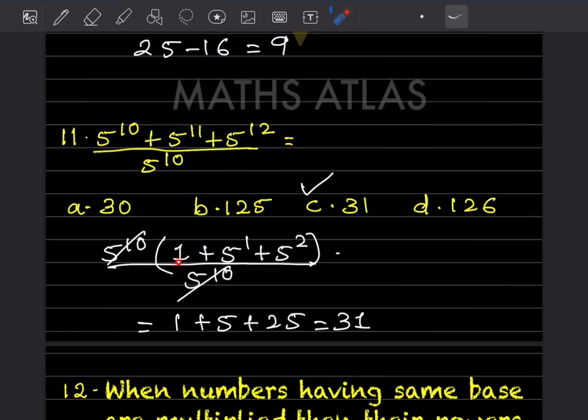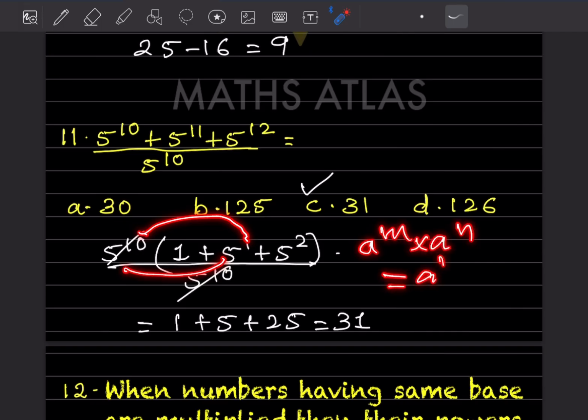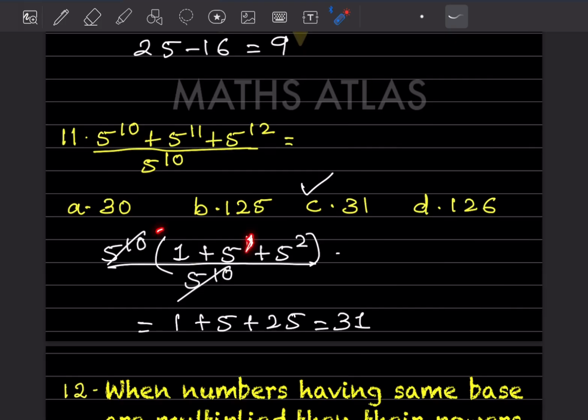So what will you do? When you multiply this one, 5 raised to 10 into 1, you get the same. Here is 11. So this base is going to be the same. 10 plus 1, because I showed you earlier, a raised to m into a raised to n, that will be a raised to m plus n. So you can write here 1 for your convenience, or you can just write 5. Both is the same. So this is going to be 11.